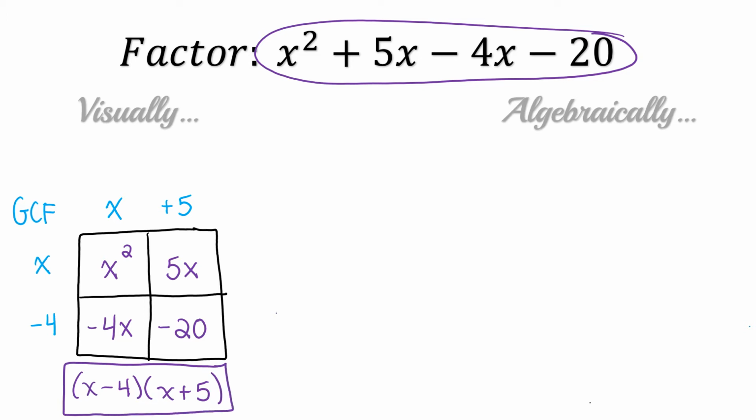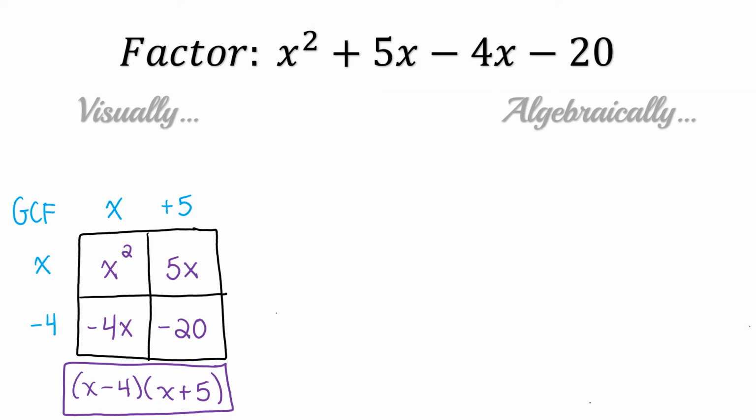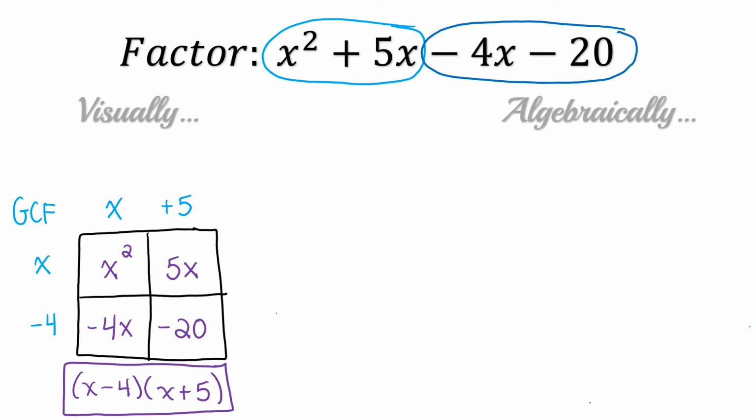Now let's try this out using the grouping method. For the grouping method, we want to split our terms into 2 groups. So we want to group together the x squared and the 5x, and we want to group together the negative 4x minus 20. So we have x squared plus 5x plus negative 4x minus 20.